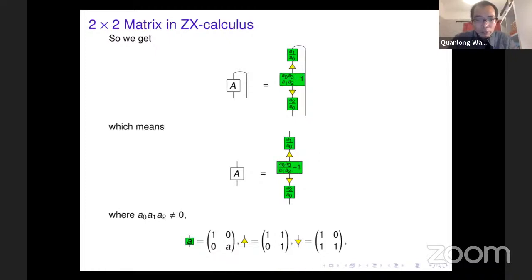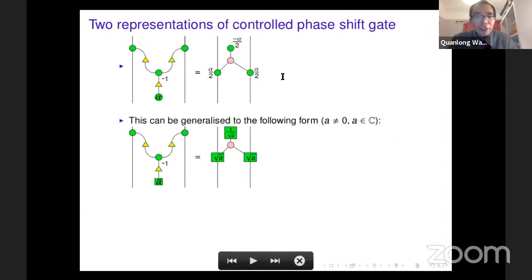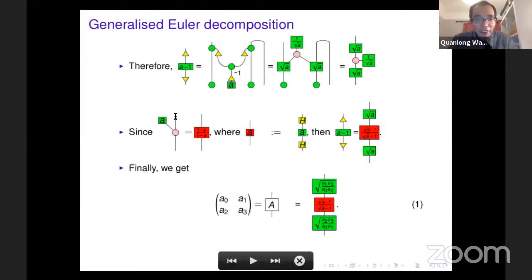So we want to simplify that further. How to do that? First we have two representations of a controlled phase shift gate. A controlled ZR gate can be represented by triangles, or it can be represented by red and green nodes with phase angles. And this representation can be generalized to arbitrary complex phases in this form. Once we have this form, we can rewrite this diagram into green and red nodes.